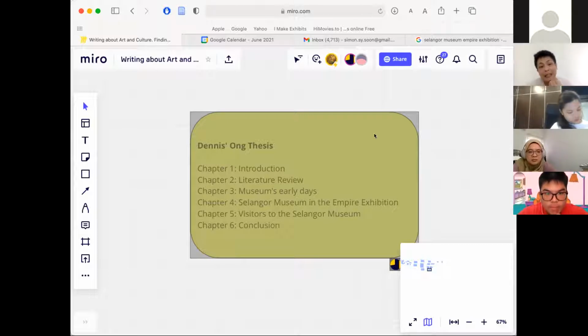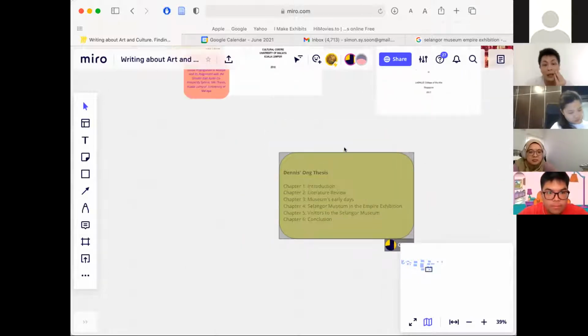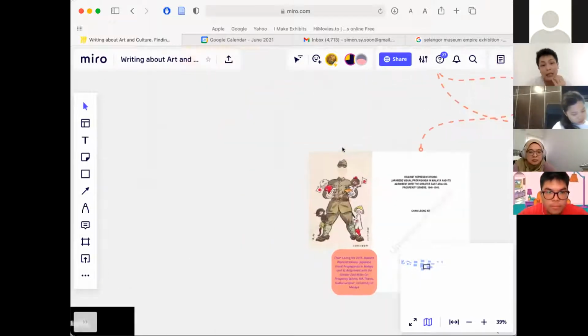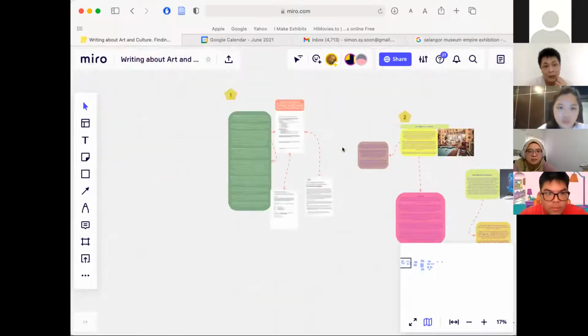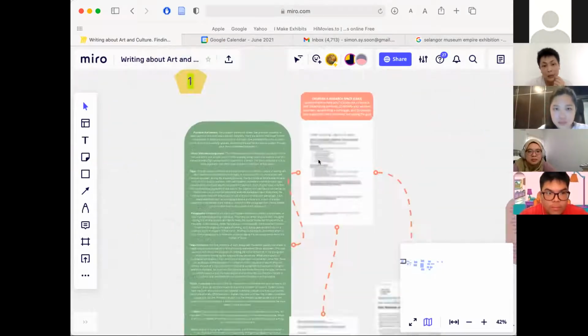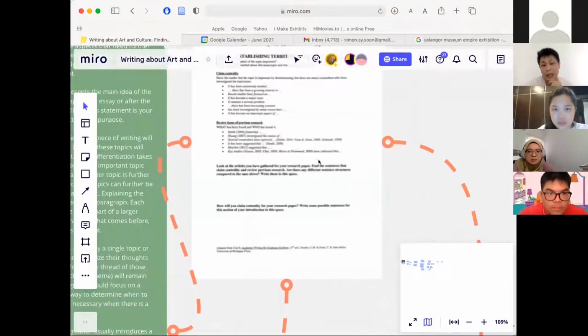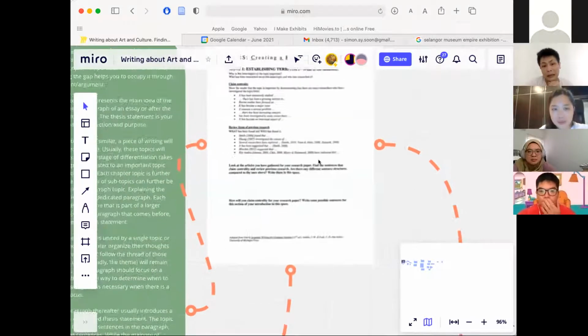So try and see if you can do the exercise over here when you have the time, and see if it actually helps you clarify what your thesis is.